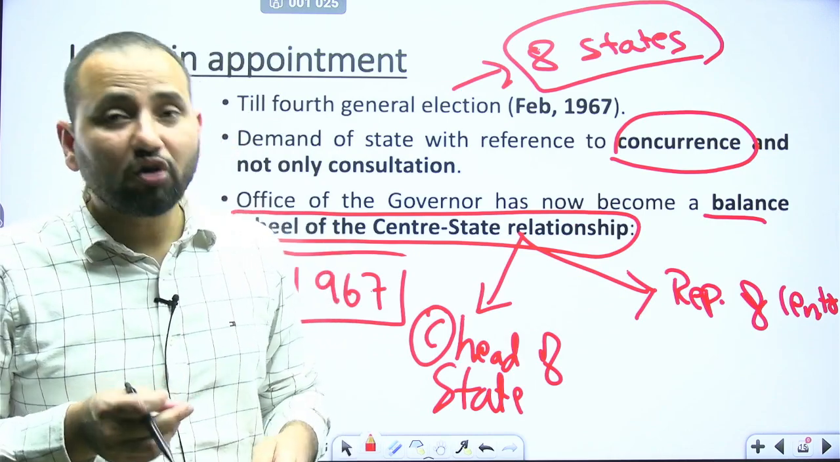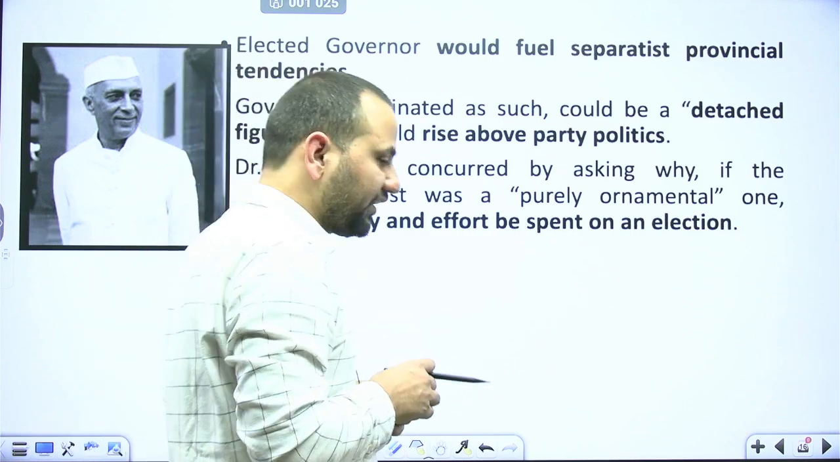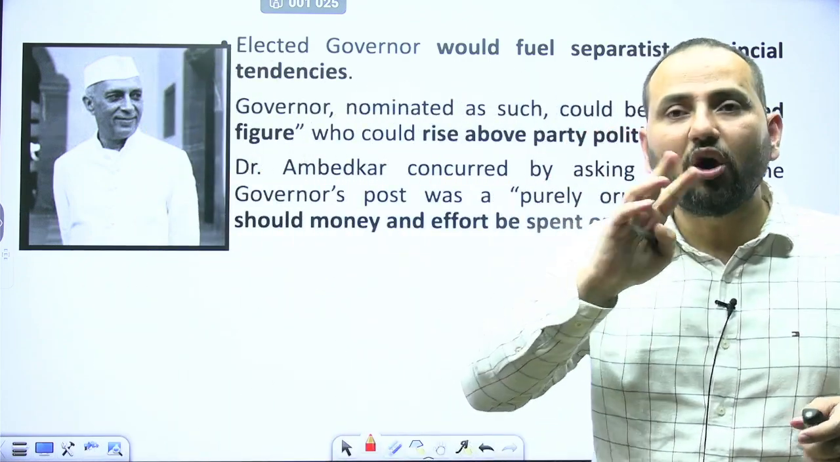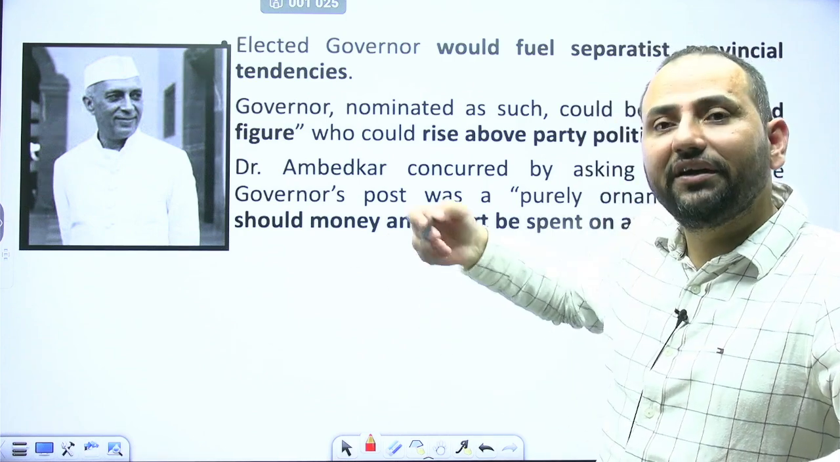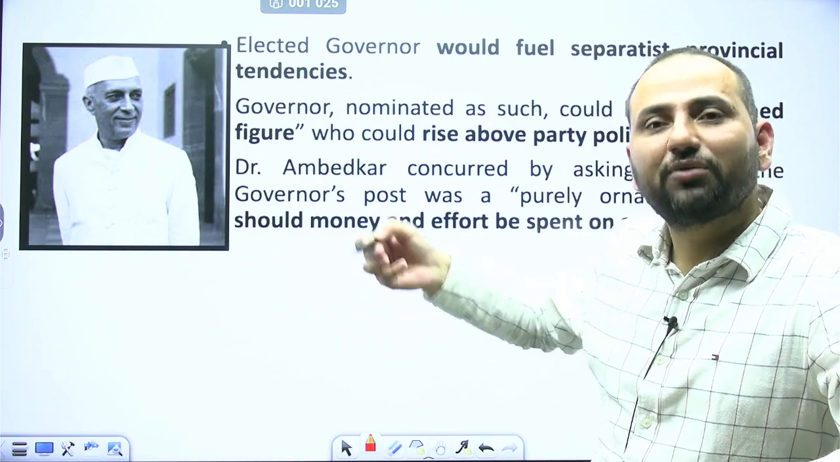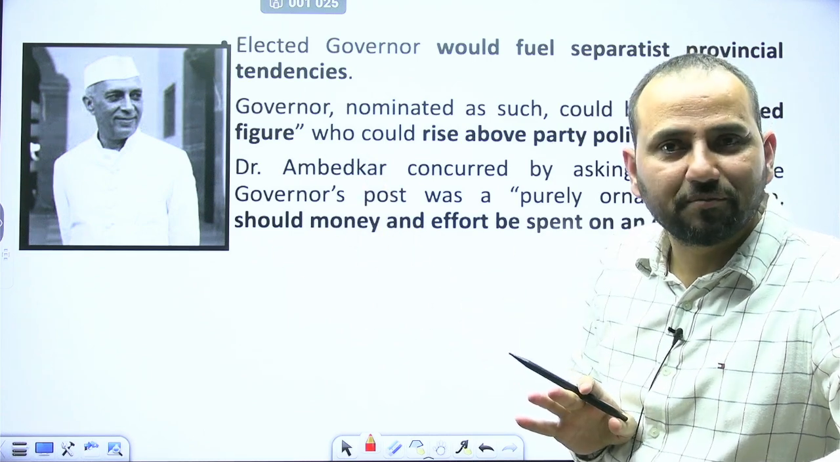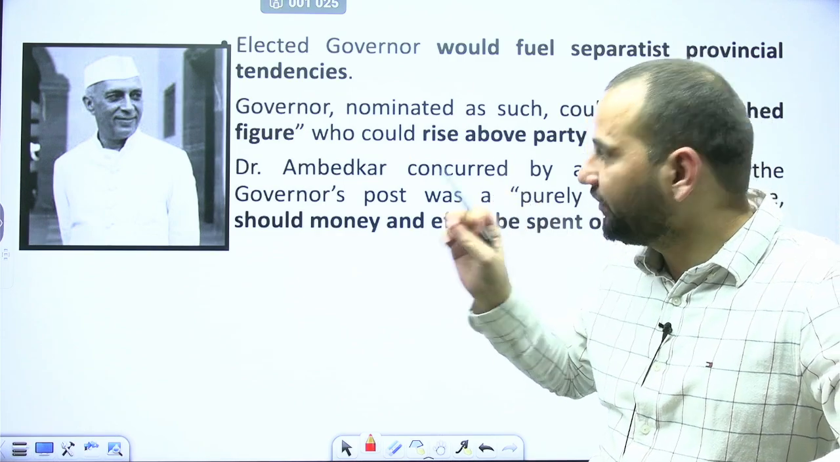So if you move forward into this concept, we have to understand the lines of Jawaharlal Nehru. Now the point is, with reference to this process of appointment, there were two options in the hands of the Constituent Assembly. The first was, just like the things were being done, that the governor, the Raj Pramukh, will be appointed by the president on the advice of the Council of Ministers, headed by the Prime Minister. And the second option was the system of elections.